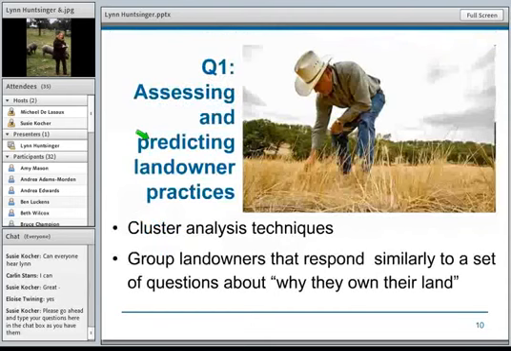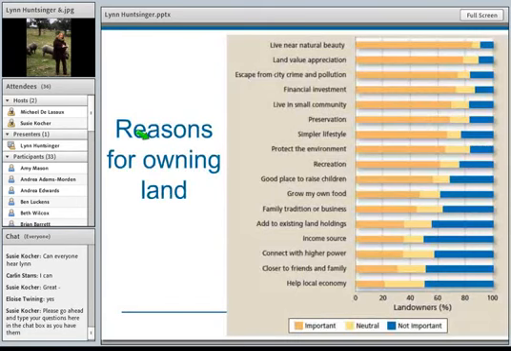So we use cluster analysis techniques. We looked at the reasons people own their land, and this is a little bit further than we took it in the CalAg article. We wanted to look at, are there different groups or different types of landowners that we can link to different practices here? And so we grouped landowners that responded similarly to a set of questions about why they owned their land. Now, we had quite a few questions that we asked people about why they owned their land, and they could say whether that was important or not important, or whether they just didn't really care about it.